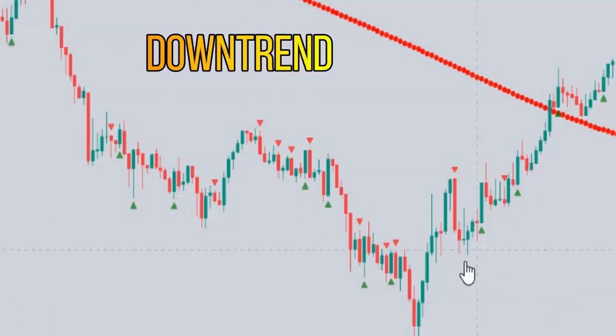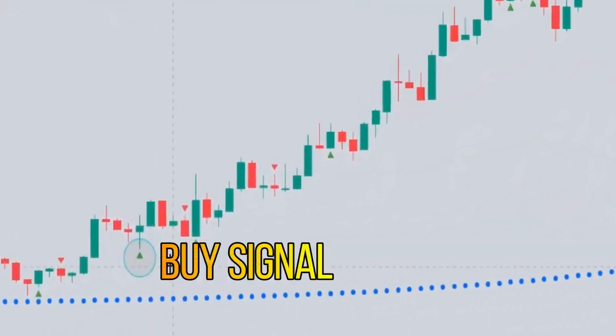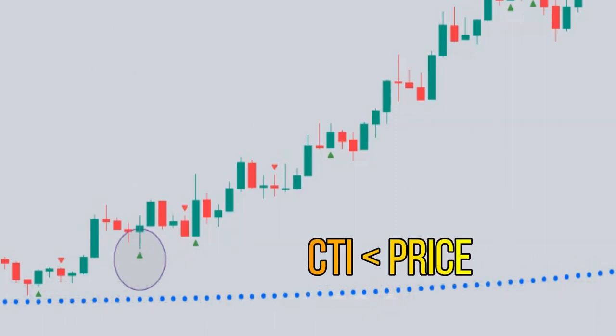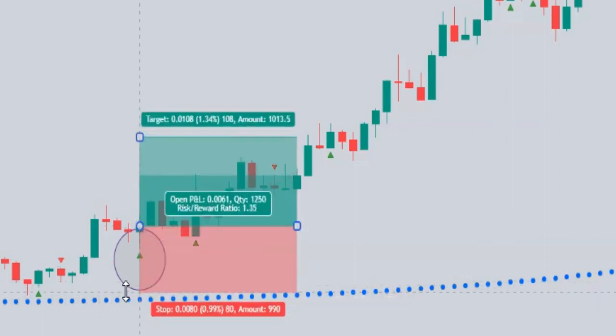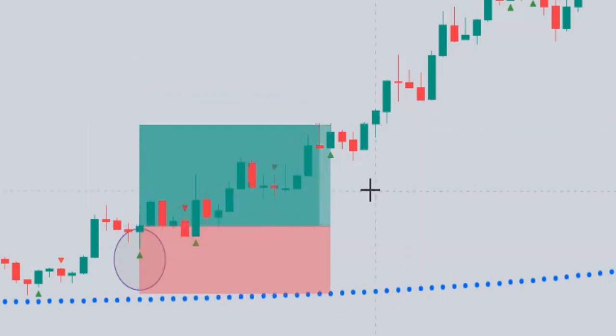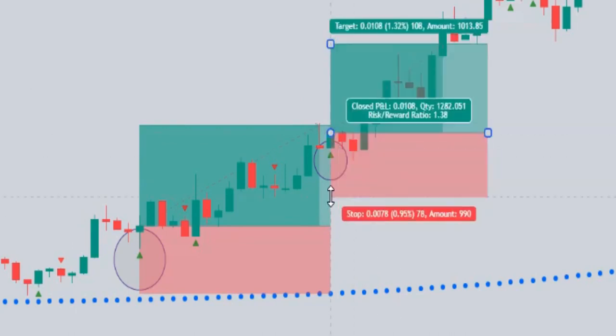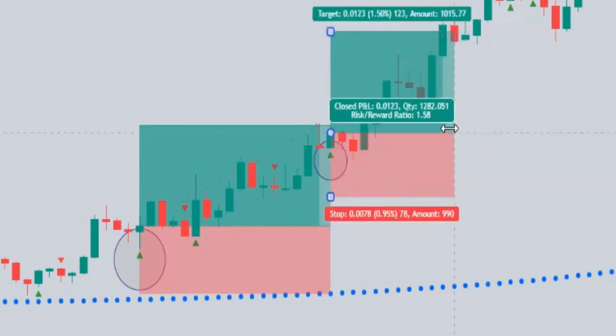So let's see some trading examples to fully understand it. There's a green triangle below the candle, so it is a buy signal, and also the CTI indicator dots are below the candle, so the green triangles are valid and we can take this buy signal into consideration. So this buy signal is valid. This buy signal is also valid because the conditions are the same as the previous signal.